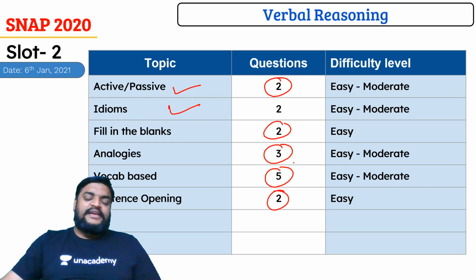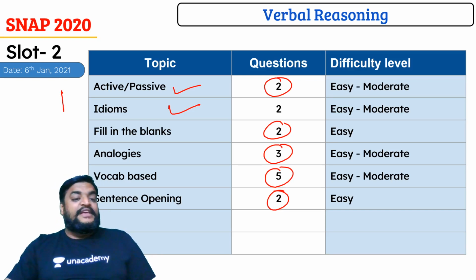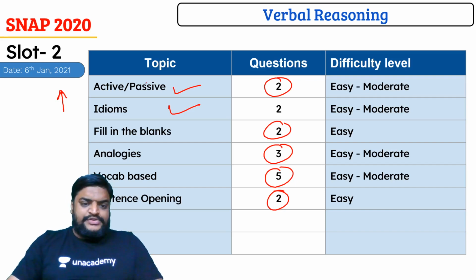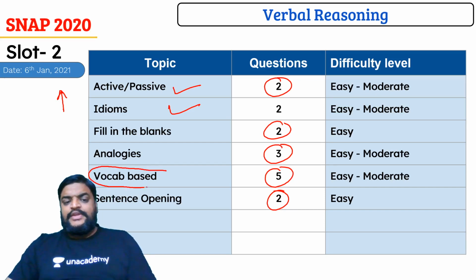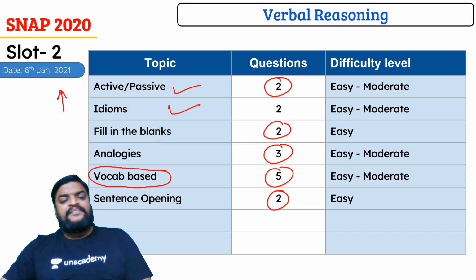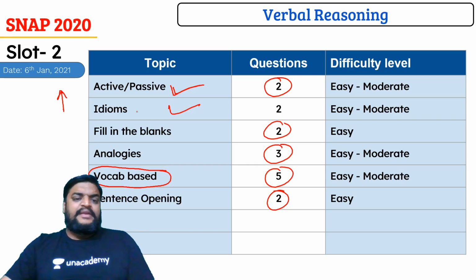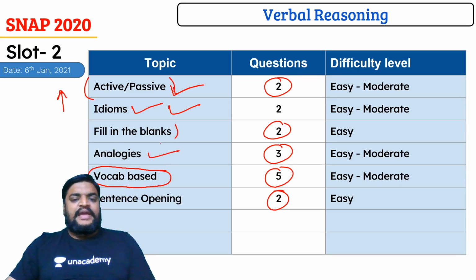This section is said to be the one where difficulty level has increased the most when compared to slot 1. So I do strongly recommend, you cannot do much with vocab in 3 days. You have the next paper on 9th of Jan. So I strongly recommend you work on active passive, a little grammar, idioms and analogies. Focus on these 3 and you might get away with the examination.